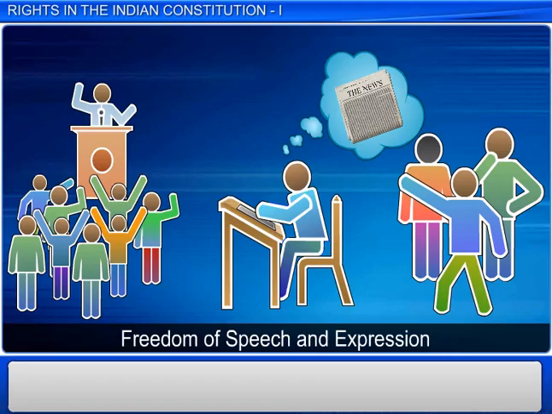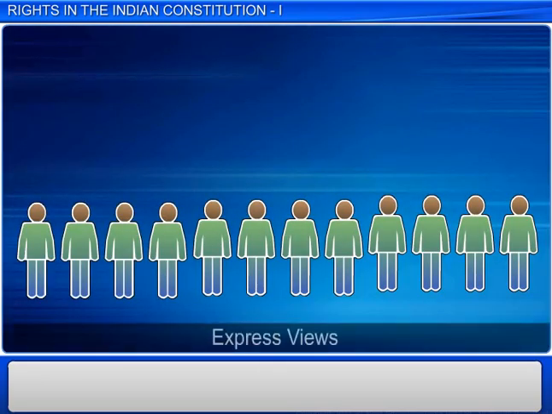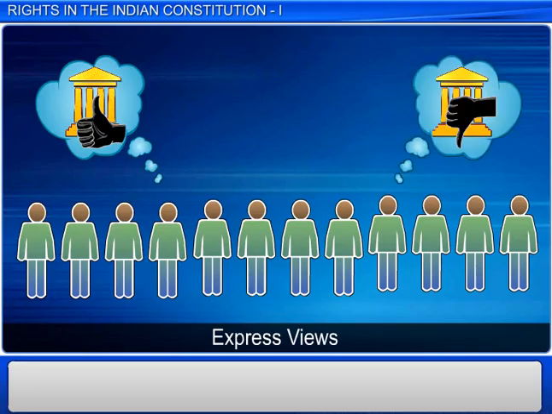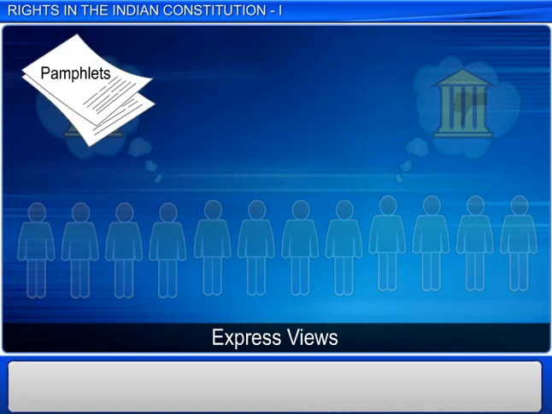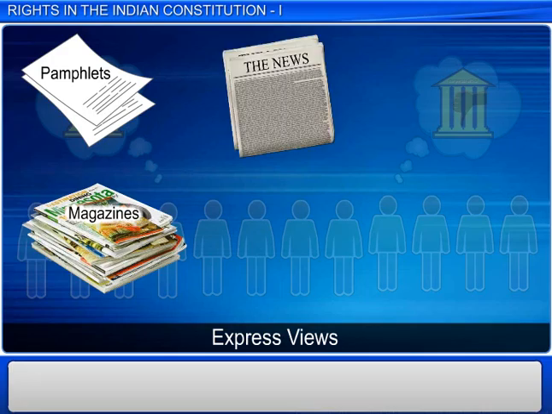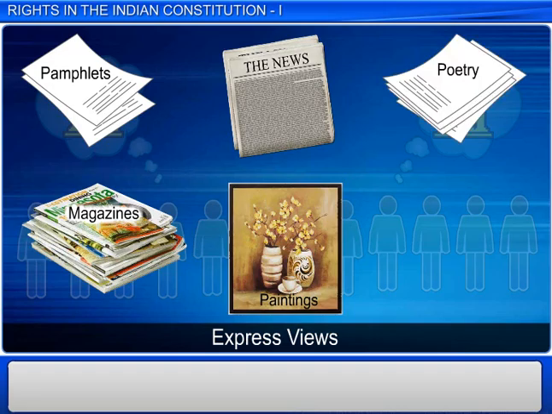The freedom of the press derives from the freedom of speech and expression. Unlike the Constitution of the United States, the Indian Constitution does not have a specific provision for the freedom of the press. Every citizen is free to express his or her views for or against the government or activities of an association through pamphlets, magazines, newspapers, paintings, poetry, or songs.